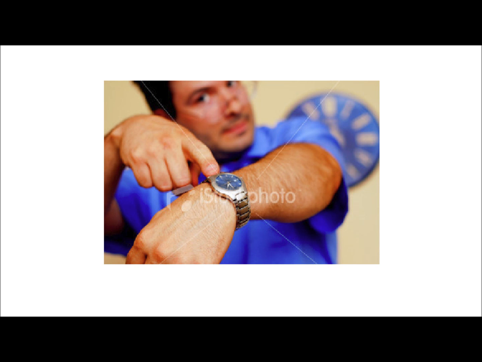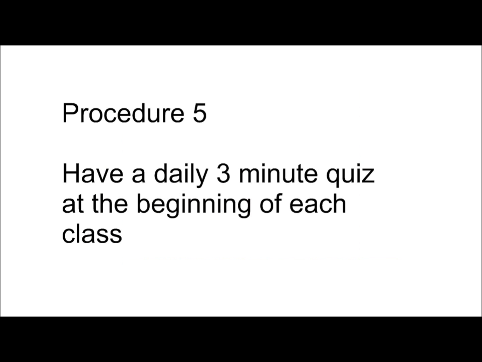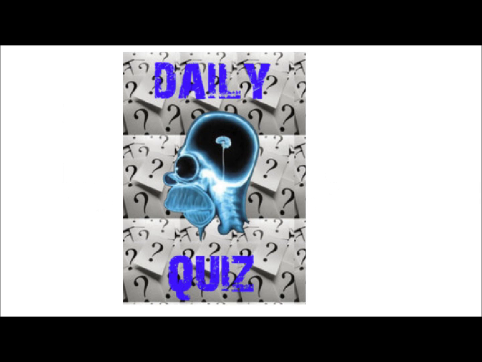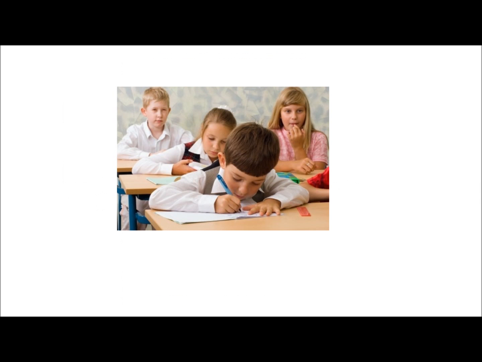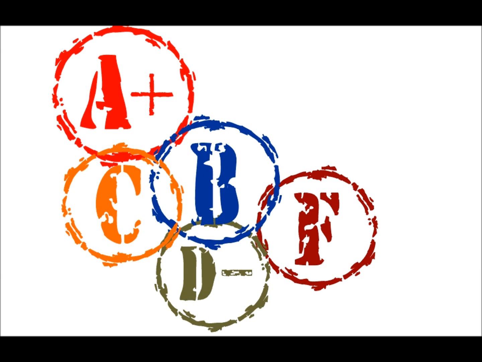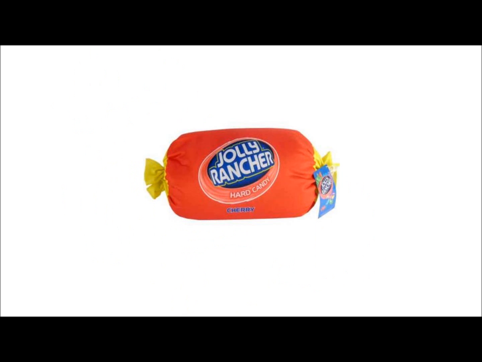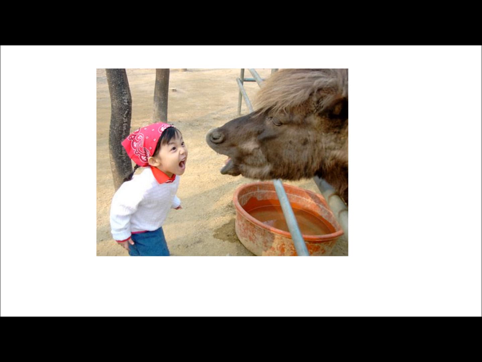Procedure 5. Have a daily 3-minute quiz at the beginning of each class. This gets the kids sat down and on task right away. This also gives me time to check homework if I'm just walking through and checking for completion. About the quizzes, I alternate between taking a grade on the quiz, or giving out Jolly Rancher rewards for right answers, or doing what I call call-outs.